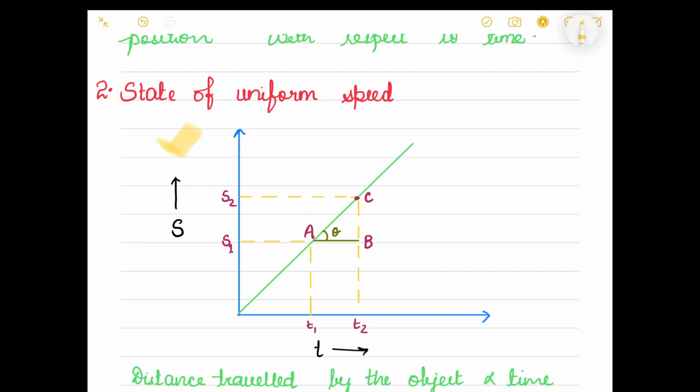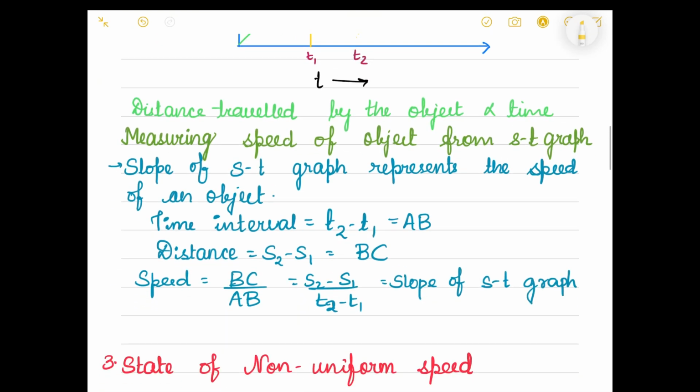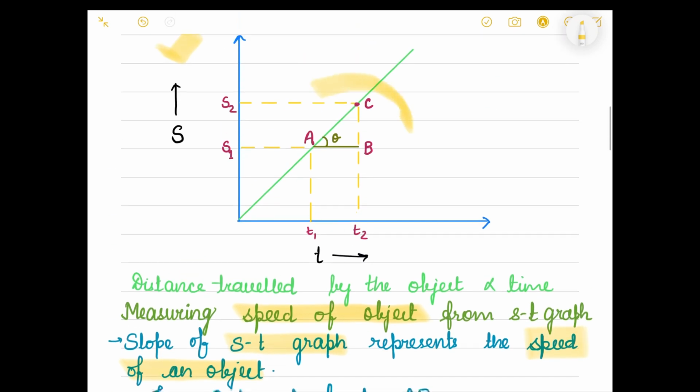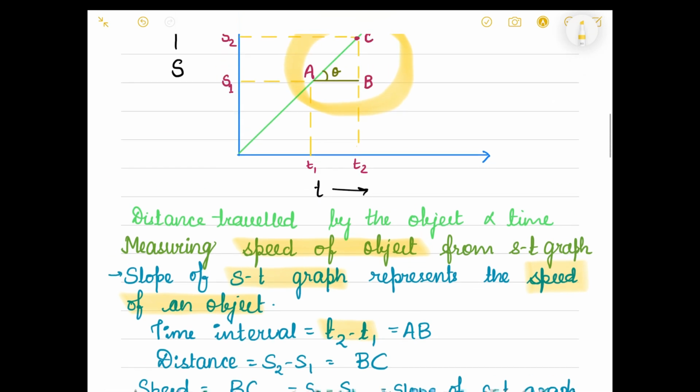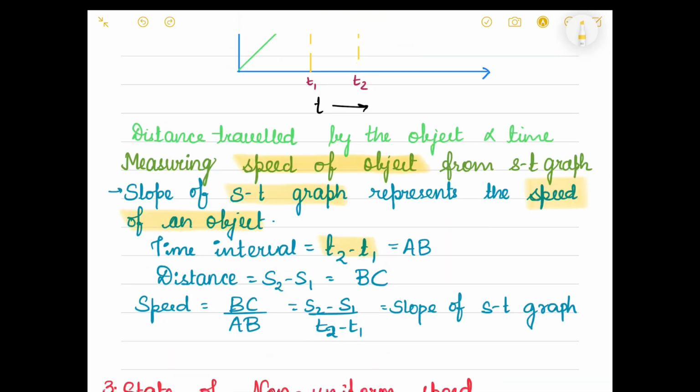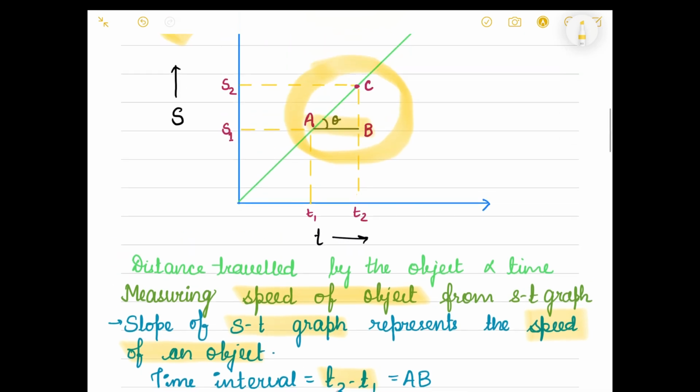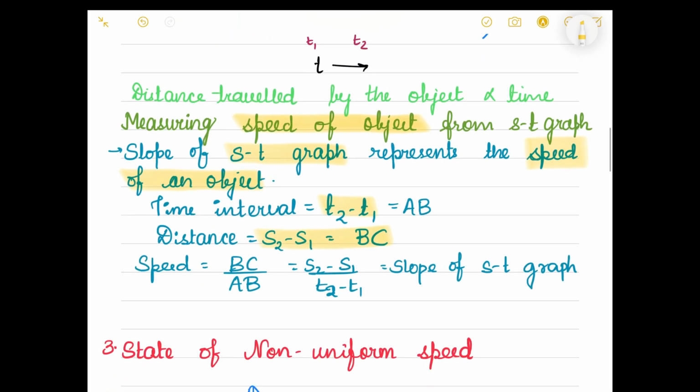We can also measure the velocity of the object. Now, how do we measure the speed of the object from this graph? The slope of this graph represents the speed of an object. Now, let us consider this portion of the graph and points A, B and C. Now, time interval t2 minus t1 is equal to AB and distance s2 minus s1 is equal to BC, that is this distance. So, the slope or the speed of the object will be equal to BC by AB.